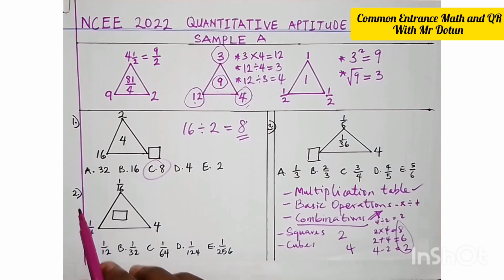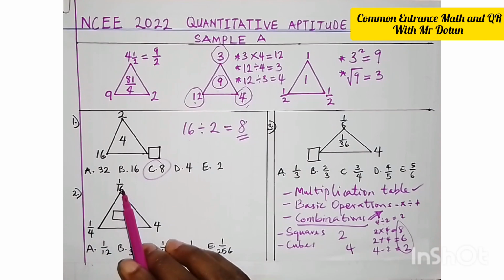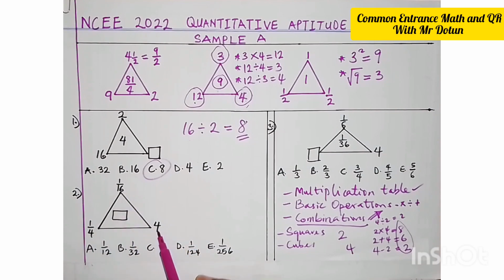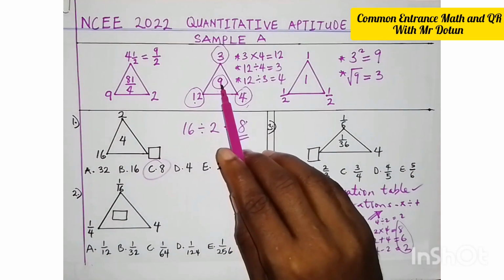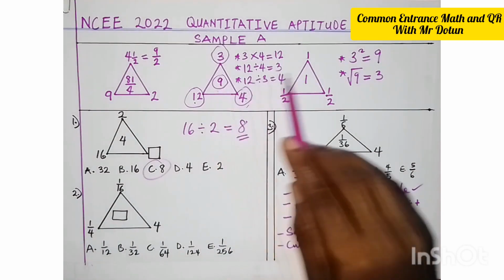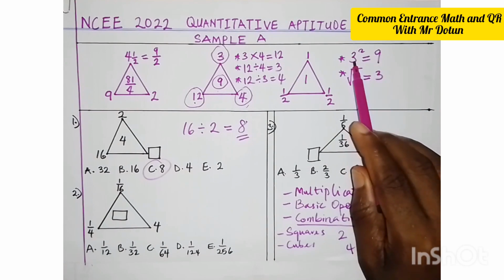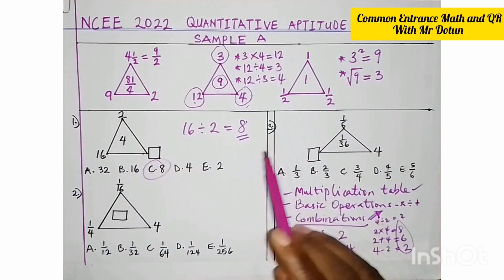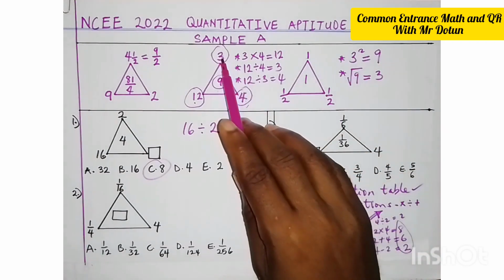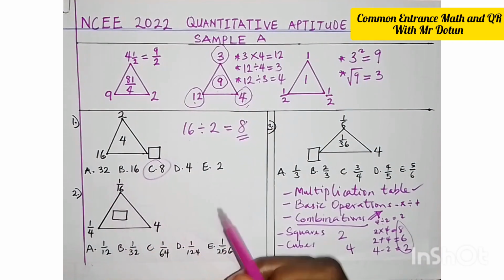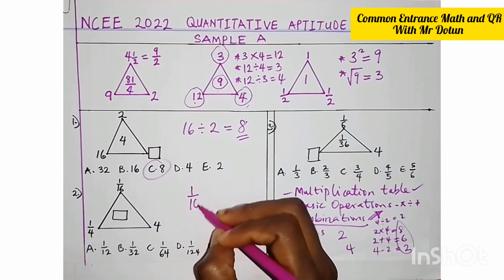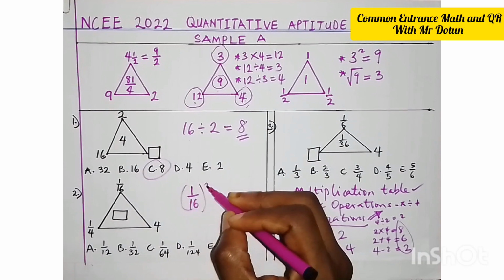In the second question, we have 1 over 4, 1 over 16, and 4. And the middle one is missing. So how do I get the missing one? The missing one, so I check in my analysis. The missing one is at the middle. How did I get 9 at the middle here? Okay, in my analysis, I squared the number on top. So that means, where's this number? Okay, it's on top. So I have 1 over 16 on top here.